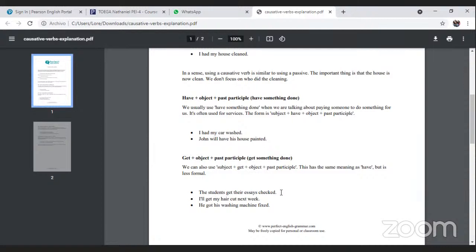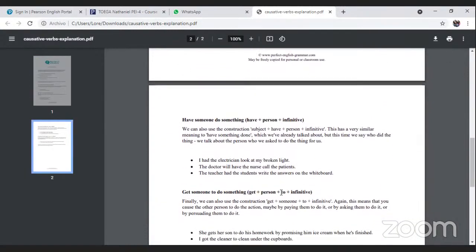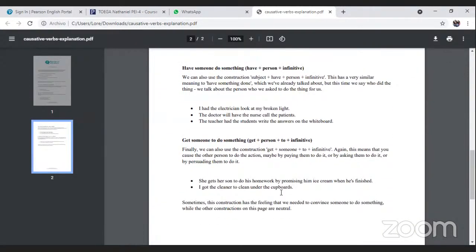Okay. The students get their essays checked. I'll get my hair cut next week. He got his washing machine fixed. Okay, we can see this little part more.